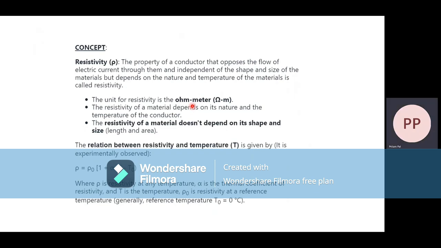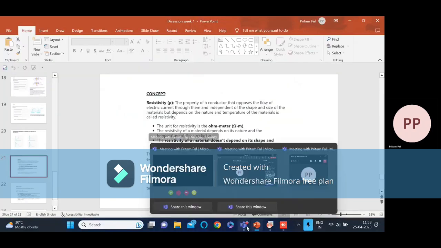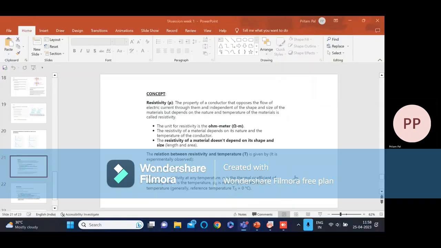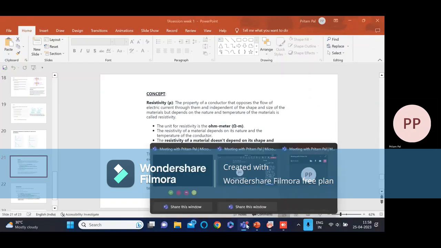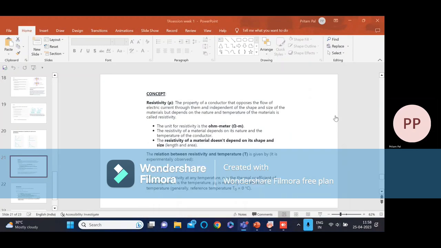Resistance, however, can depend on them because it has a length and cross-sectional area dependence in its formula. So you can see how it depends.